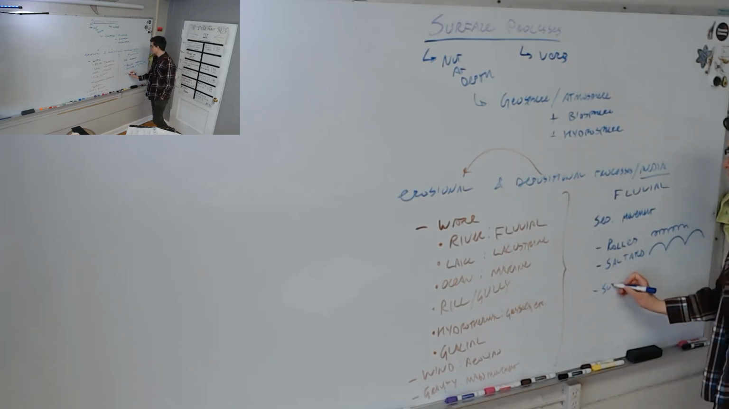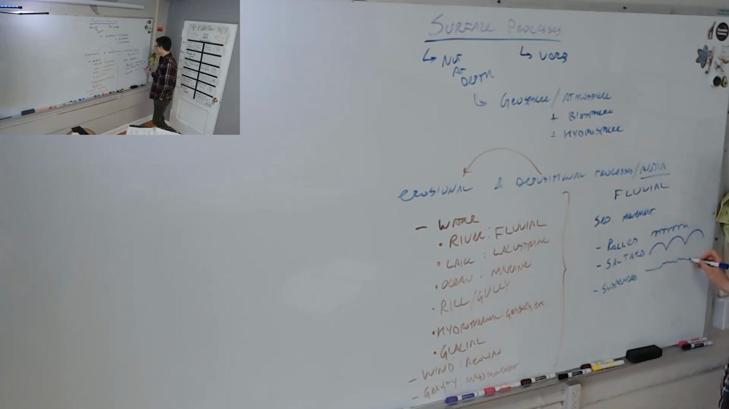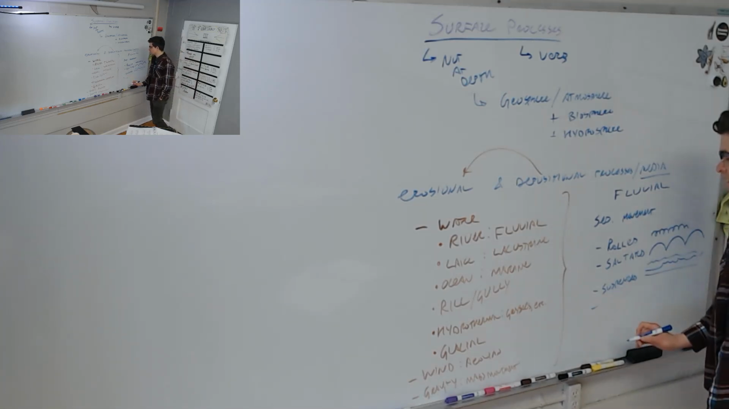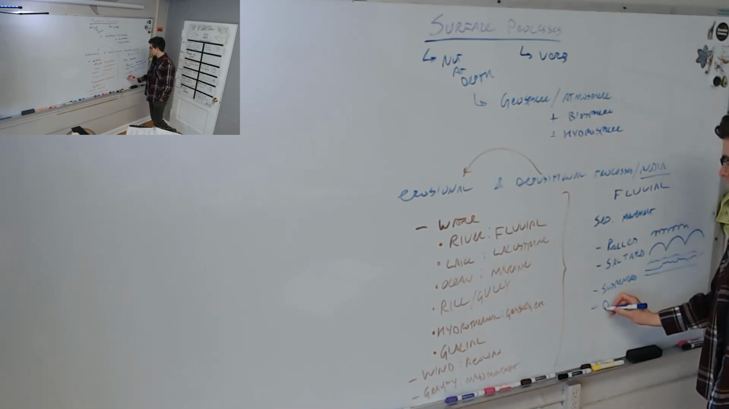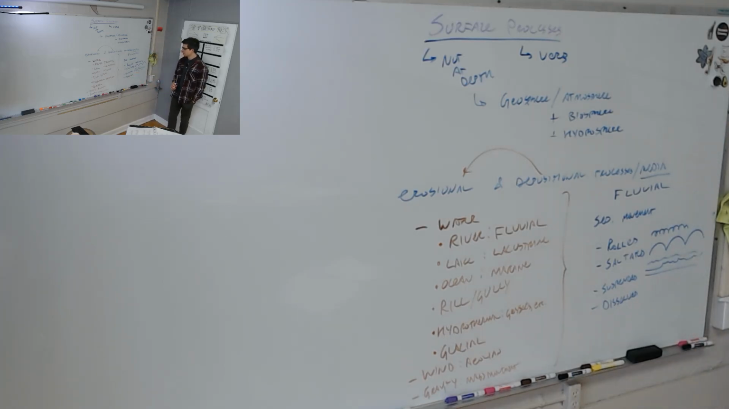It can be suspended, which is where it's kind of up within the confines of the river, carried along by the river. Or the smallest sediments, the atomic size sediments, are dissolved. And of course that only applies to minerals that can be dissolved, but they're just, I don't know what these diagrams are supposed to indicate, but you know what rolling is.